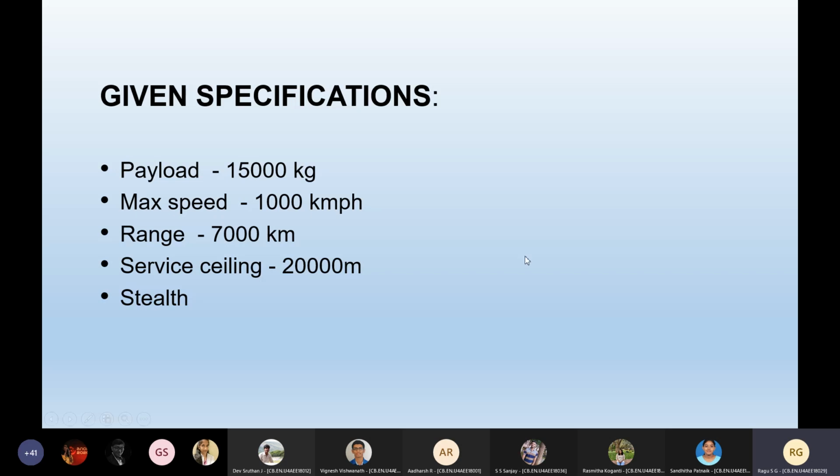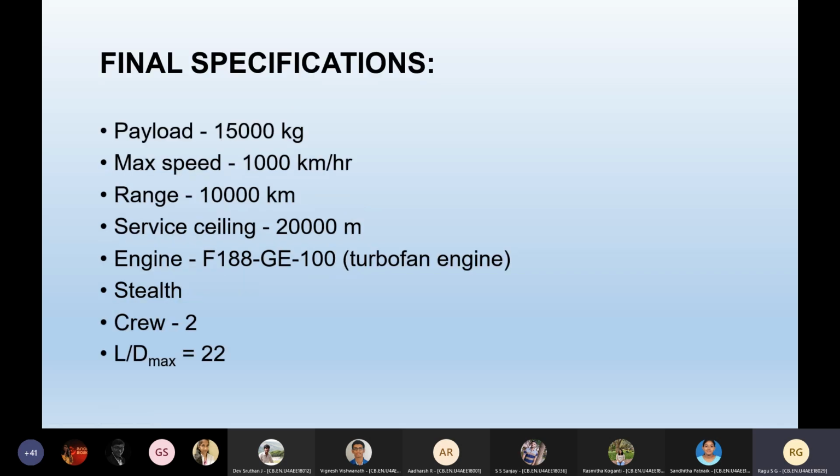We made a change here, and we took the range as 10,000 kilometer, which will be useful in any other similar missions and for long range too. The engine we took was F1Y G100. It is a turbofan engine, and we are using 4 engines for our aircraft. The crew was 2 members, a pilot and a mission commander. The L/D ratio we assumed was 22.